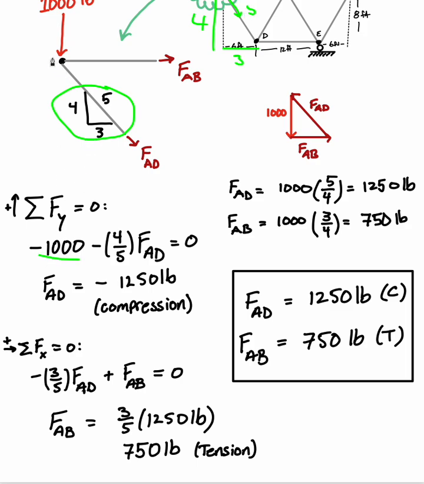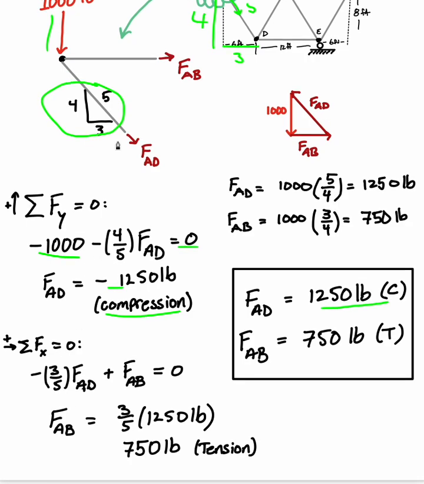Here we have 1000 down, and we have our 4/5 of FAD, which is the downward component here of FAD, which we've drawn in tension. We set this equal to 0, and we solve, and we get a negative number, but since we've drawn it in tension, it's pulling here, the negative indicates that it's actually compression. So our final answer here is 1250 pounds in compression.